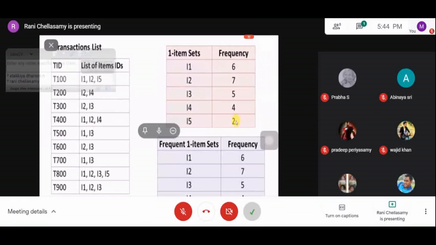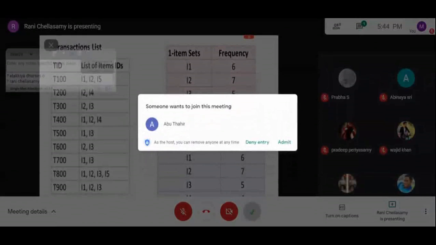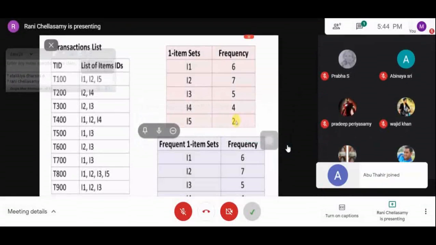So with this frequent one item set, the next step is finding the two item set by combining two items. Okay. Find how you combine I1 with I2, I1 with I3, I1, I4, I1, I5. Next, I2 with I3, I2, I4, I2, I5. Next, I3, I4, I3, I5. Next, I4, I5. That's all. With this, we can combine all the two item sets.